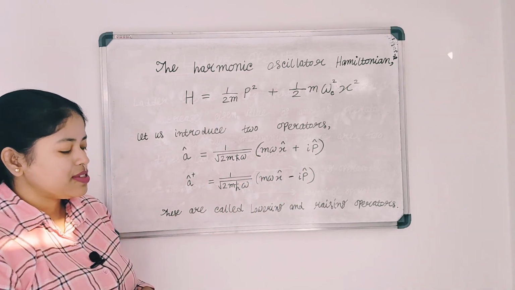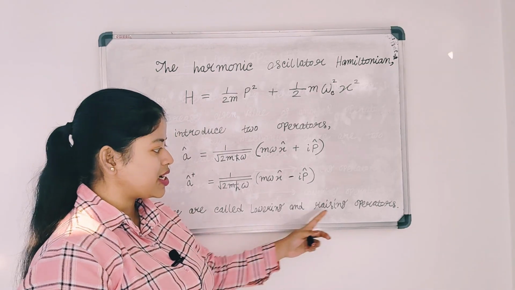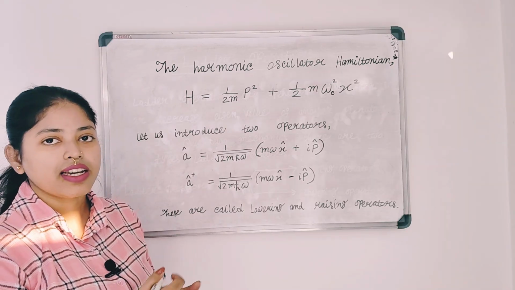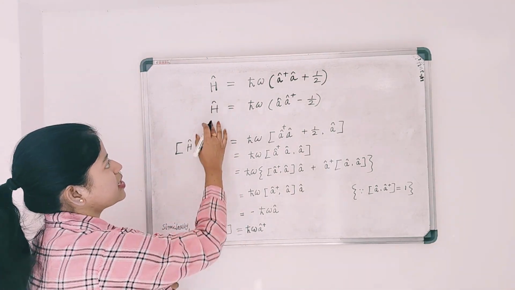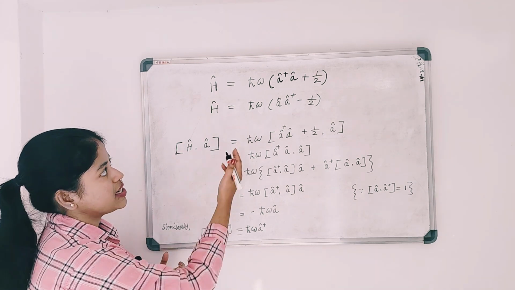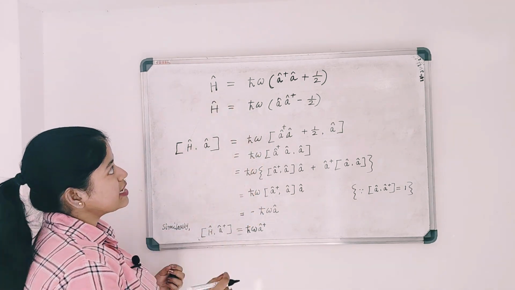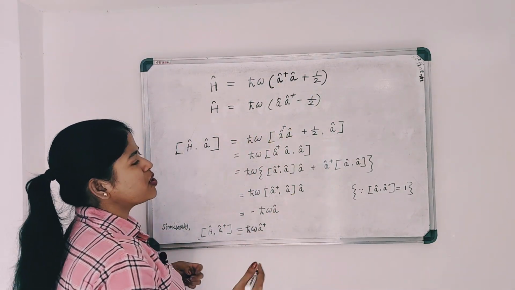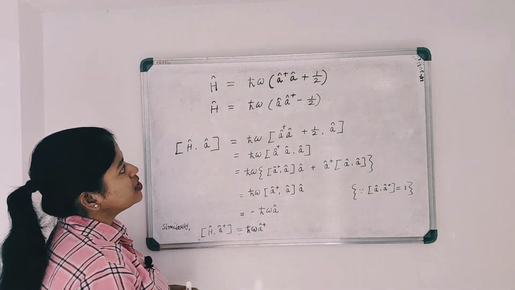So these two operators are known as the raising and lowering operators, and why we call them lowering and raising operators, we are going to see by doing the energy eigenvalue calculations. Now the Hamiltonian operator H can be represented in terms of a and a dagger in this way. We can write the Hamiltonian operator H as h cut omega into a dagger a plus half, or we may also write it as h cut omega a a dagger minus half.